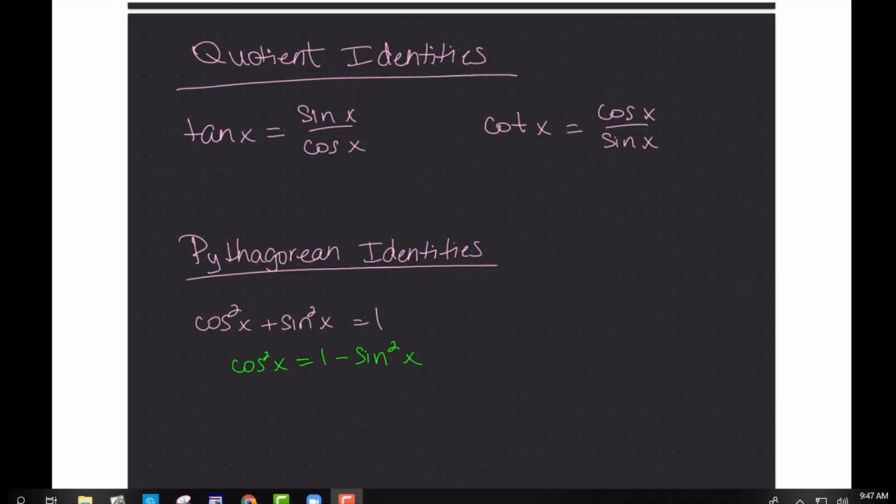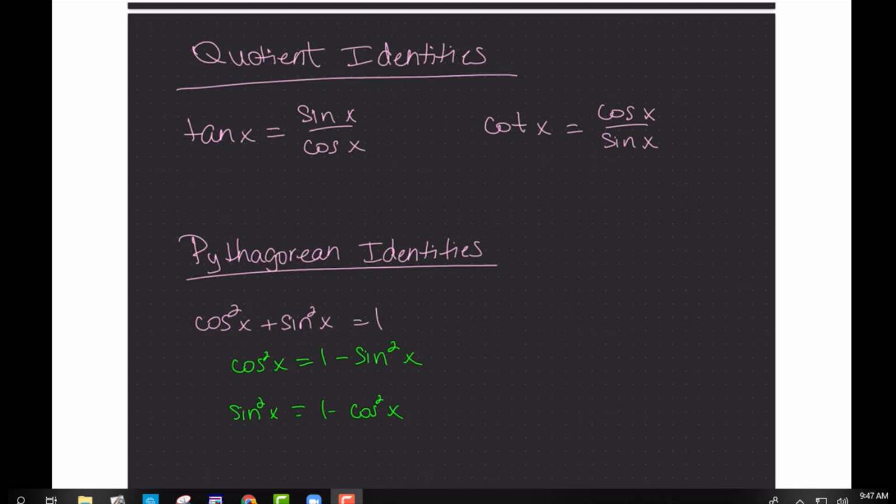And if I wanted to get sine squared all by itself, what would I do? Subtract cosine. Yeah, 1 minus cosine squared of x. So if I'm going through these identities and I see 1 minus sine squared of x, I know I can make a substitution and put cosine squared in there if I wanted to. And then there were 2 other ones that we're not going to use per se today, but we will be using them, and you might even have to prove these for me.